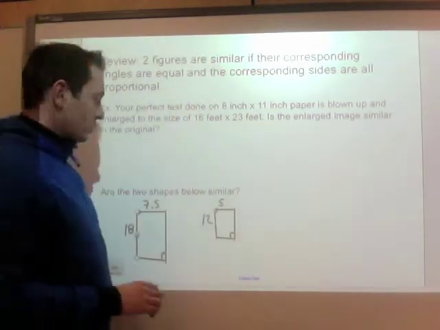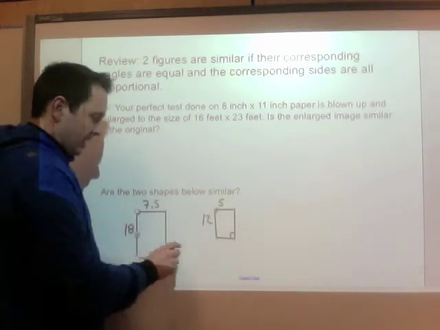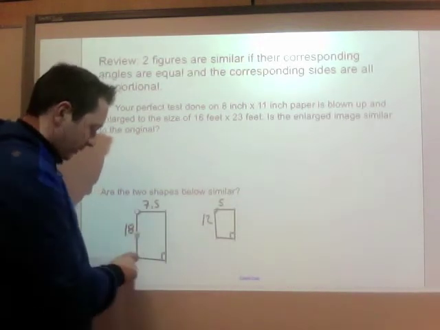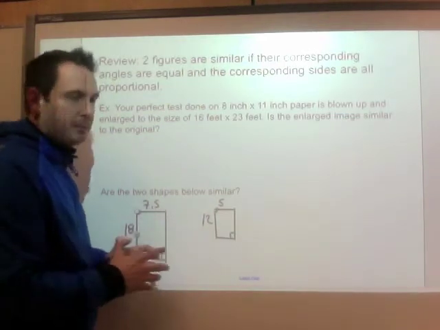Or their angles would have to be the same: 90, 90, 90, 90. They would have to be the same. Or if this one was 100, this would have to be 100. If this was 70, this would have to be 70. They would have to be the same.